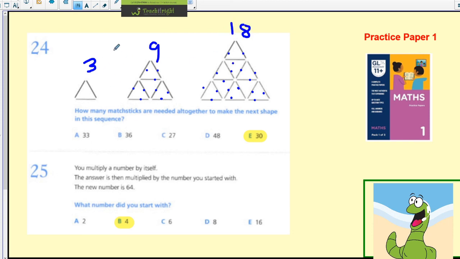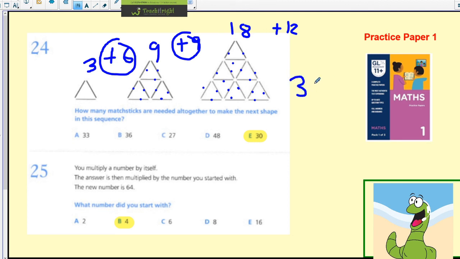So what's it increasing by each time? This one went up by 6 from 3 to 9, and then this one went up by 9. So I have a feeling the increase here, because if we look at what the increase is increasing by, so 6, 9, so I think we're going to have 12 this time, and 18 plus 12 gets us to 30. Now, this is quite a common pattern. It's probably one that's worth learning and just committing to memory.